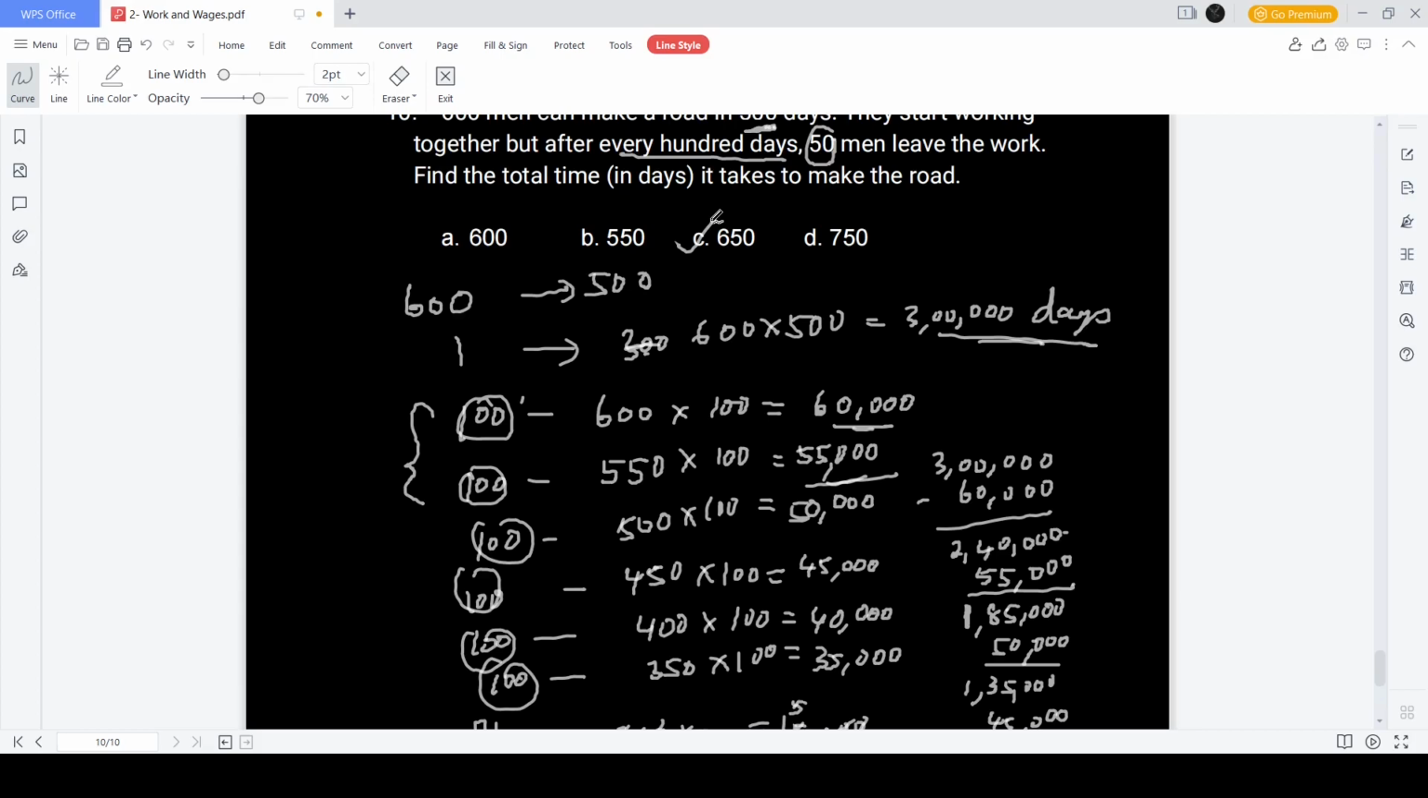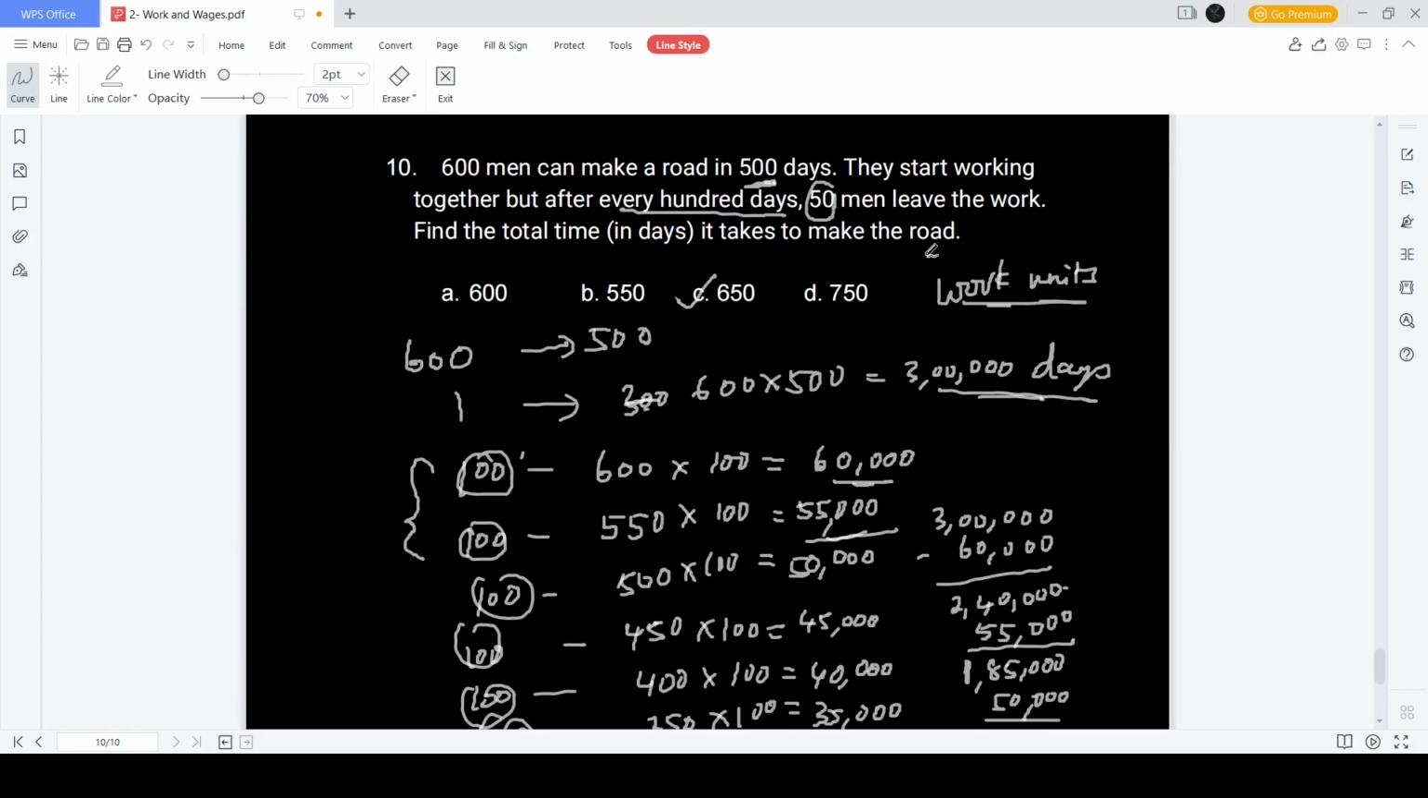Okay, this is a concept called work units. You need to break the work into a total big number, and keep deducting the numbers as it goes. So the question again was 600 men take 500 days to build the road. They start working together, but every 100 days 50 men leave the job. So the number of days in total to make the road is what they are asking.